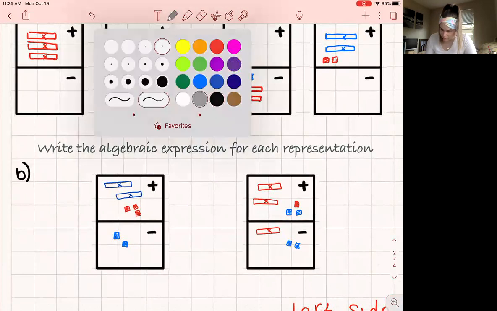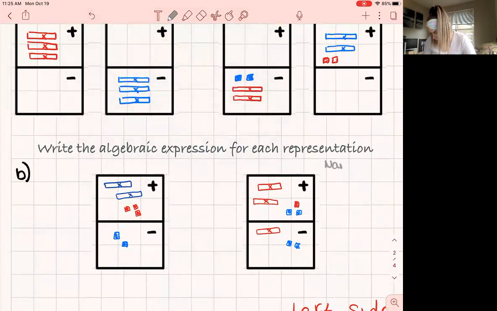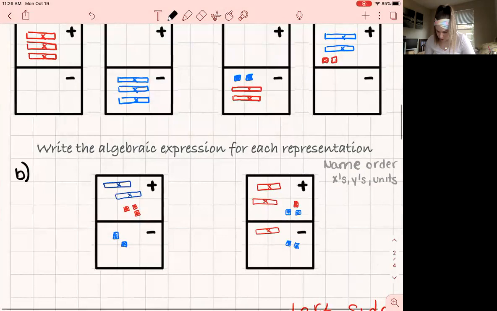When we name things, the order will be x's, then y's, then units. I don't think I have any y's, so I don't have to worry about that, but if I did. So looking at this first one, I have 2 positive x tiles in the positive zone. So I can start with 2x. And then I have 3 negative tiles in the positive zone. So I'm going to subtract 3.